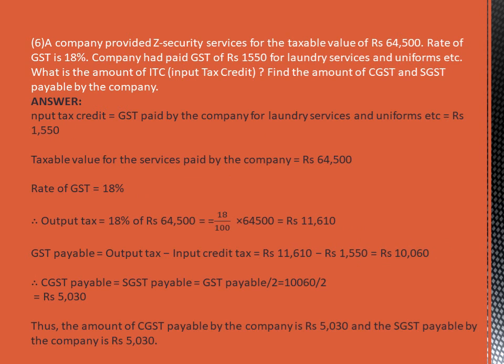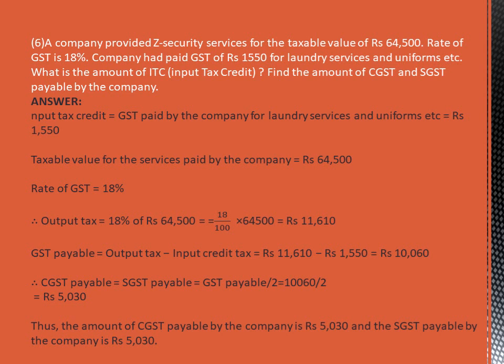Now sum number 6. A company provided security services for the taxable value of rupees 64,500. The rate of GST is 18%. The company had paid GST of rupees 1,550 for laundry services, uniforms, etc. What is the amount of ITC, that is input tax credit? Find the amount of CGST and SGST. Here they ask two questions.